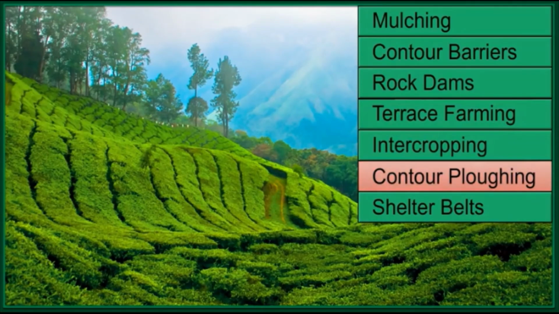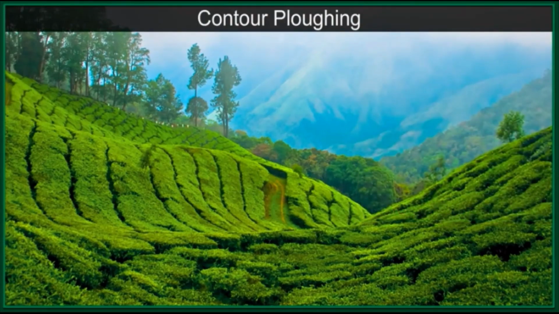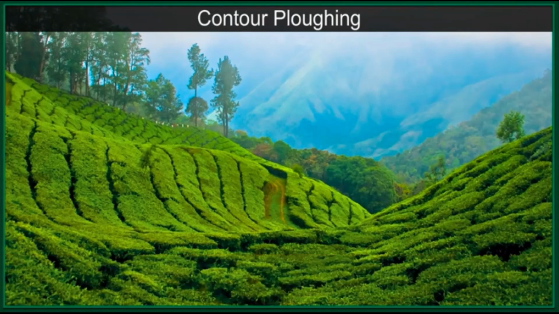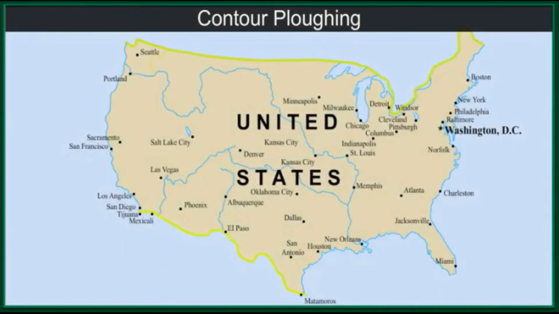Contour ploughing is the method of soil conservation in which the land is ploughed parallel to the contours of a slope. This creates a barrier that prevents water from flowing down the slope. Contour ploughing has been used to prevent soil erosion in the prairie regions in the USA.